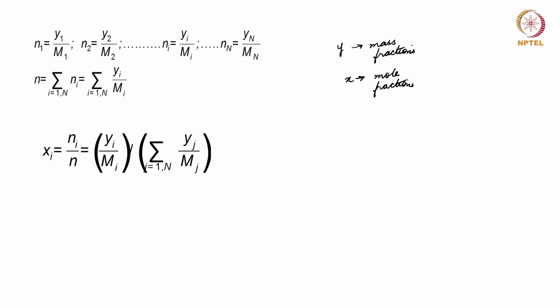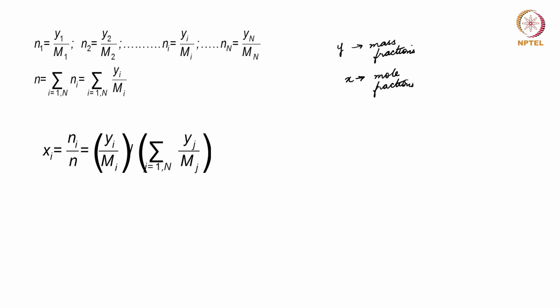What I can now do is find a formula to convert mass fractions into mole fractions. Take, for example, 1 kg of a mixture. The mass fraction of any species is the mass of that component divided by the total mass. In this case, because the total mass is 1 kg, the mass of any component also represents the mass fraction of that component.